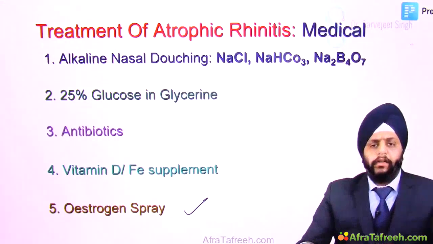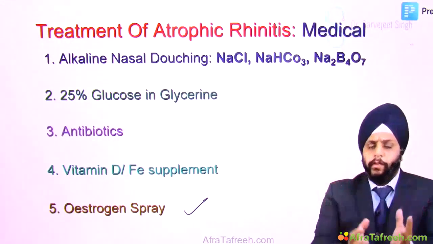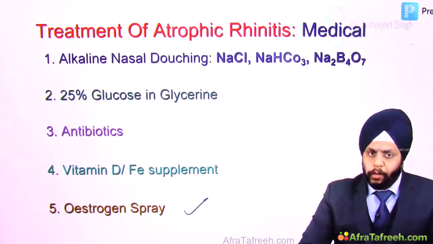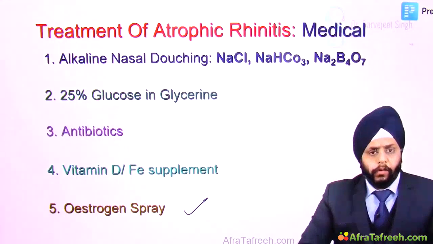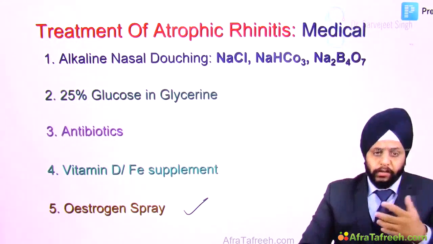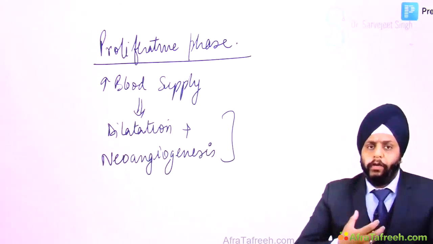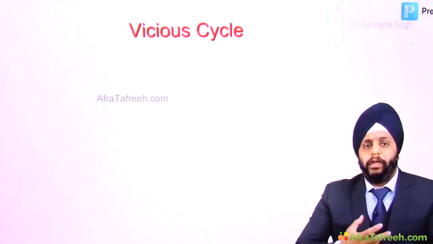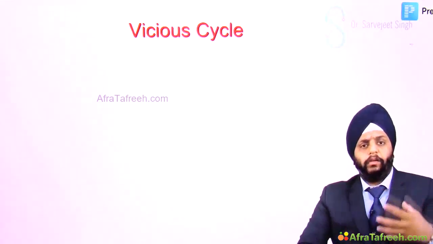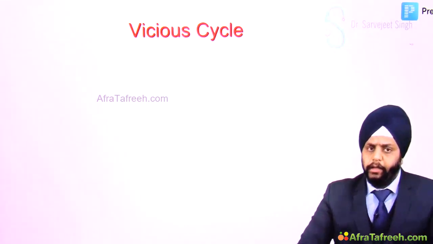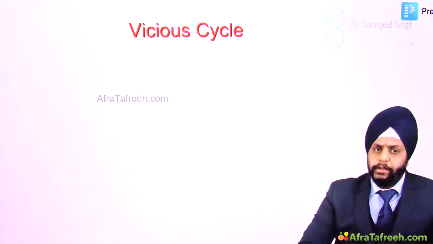Okay, now let's say we have given all this medical treatment, yet the patient is not responding. Why is the patient not responding? We have to ask this question, why? You see, sometimes patients of atrophic rhinitis present to us very late. And when they present to us very late, they have already undergone a cycle, the vicious cycle. Now what is this vicious cycle?